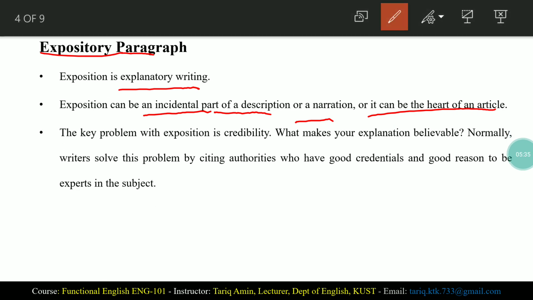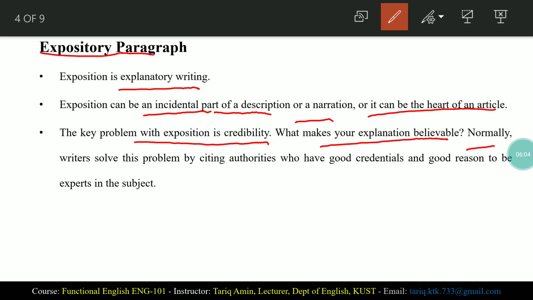The key problem with exposition is credibility. You are explaining something and you write different sorts of sentences in your explanatory writing or in your expository paragraph. But the question is, are these different sentences credible? What makes your explanation believable? How should one believe your explanation? Now, there is a solution to that.